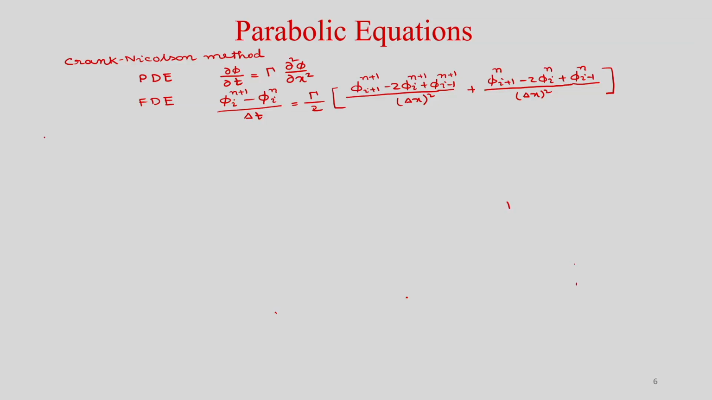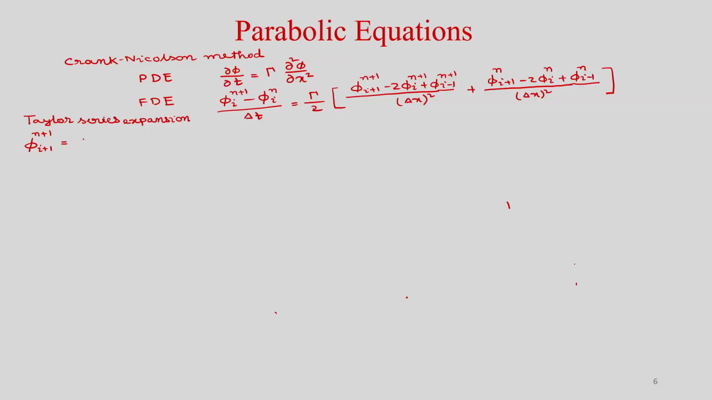So, now you see, if you say phi I plus 1 n plus 1, if you use Taylor series expansion of each dependent variable at a particular discrete point and particular time level. So, you can see this is having I plus 1 and n plus 1, that means you have x plus delta x and t plus delta t. So, it is a function of x and t both. So, now if you expand, what will you get?